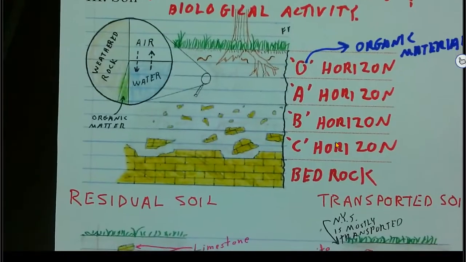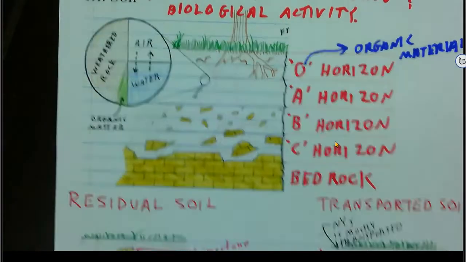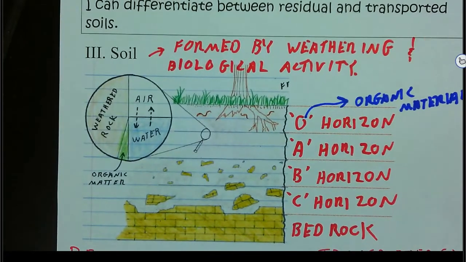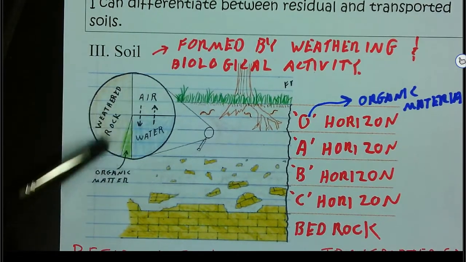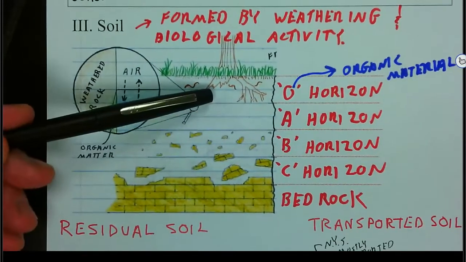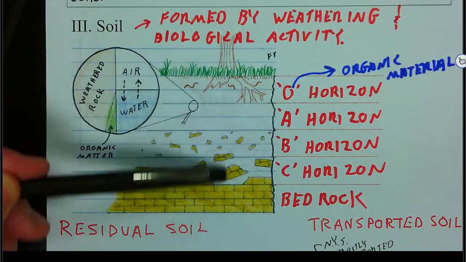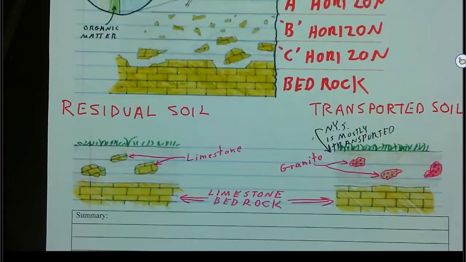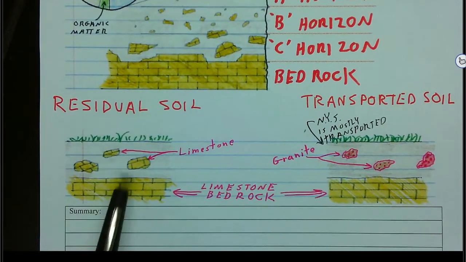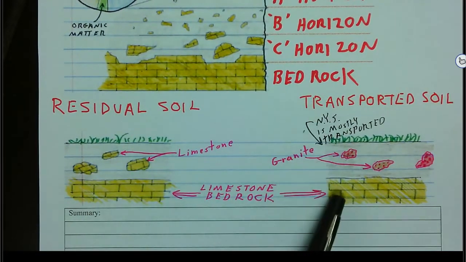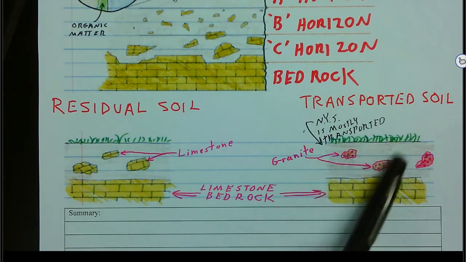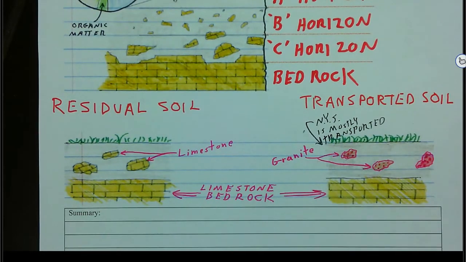So a couple points to review: soil forms from weathering and biological activity. It's made of weathered rock, air, water, and organic matter. It develops into different horizons. And there are two types: residual, which is made up of the bedrock, and then transported, which is generally made up of material from somewhere else and does not necessarily match the bedrock.